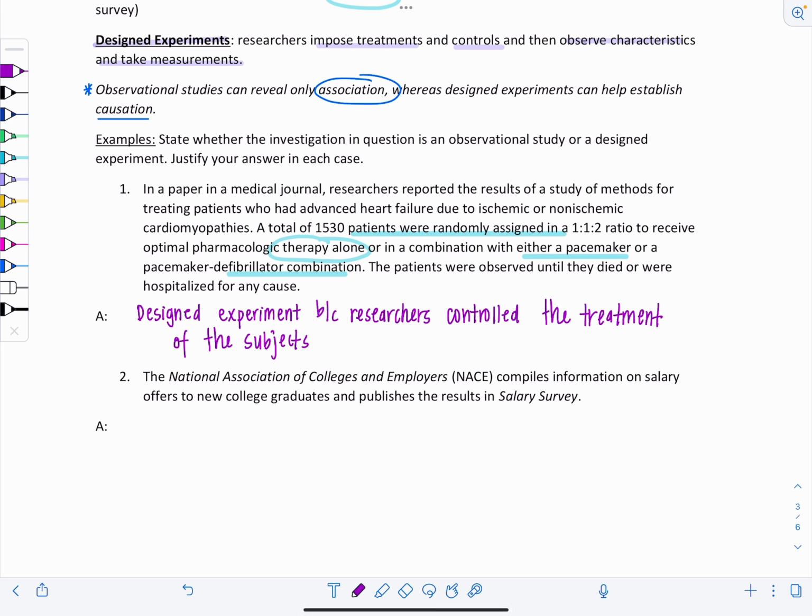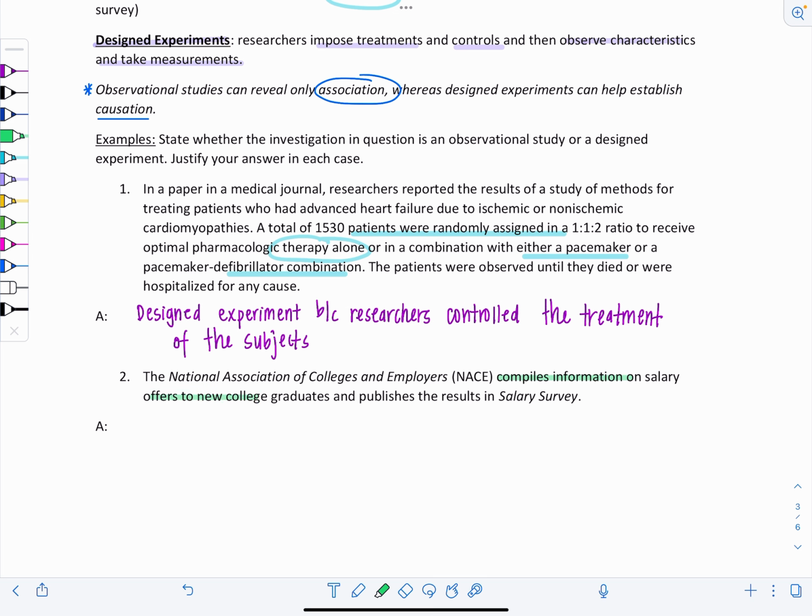Second example. The National Association of Colleges and Employers compiles information on salary offers to new college graduates and then publishes the results in salary survey. Okay. So what's going on? Information is compiled on salary offers to these new college graduates, and then the results are published.